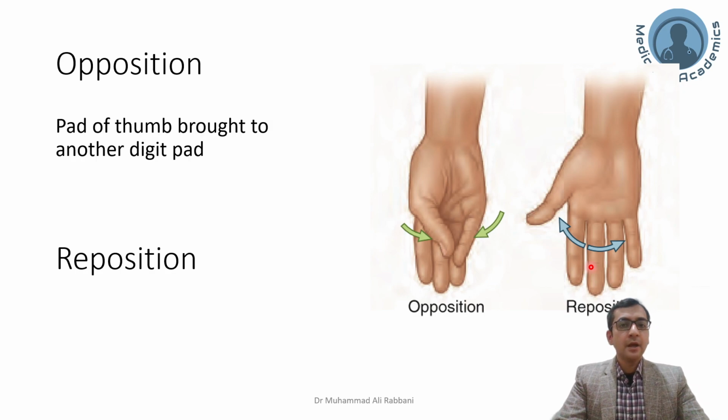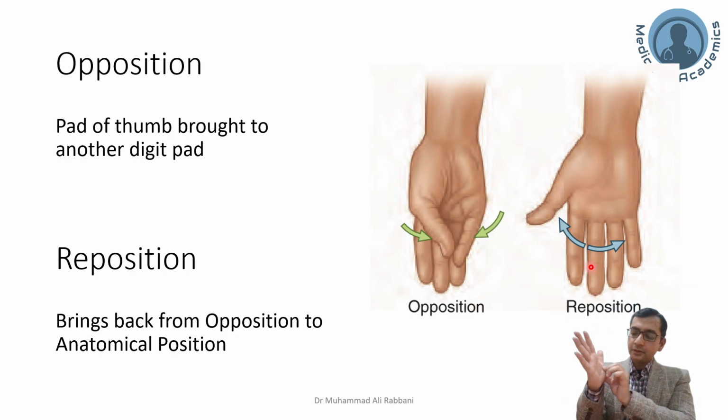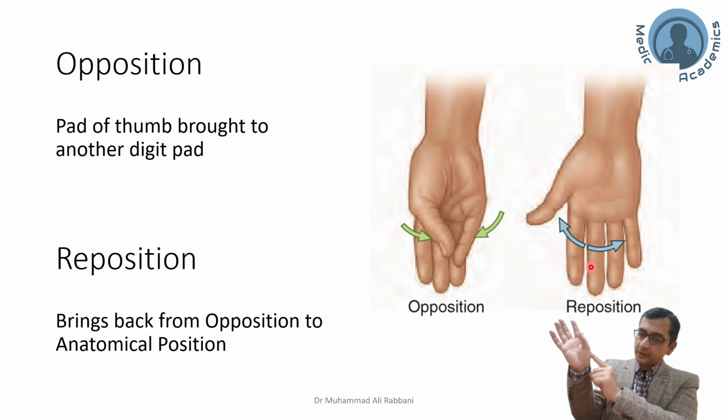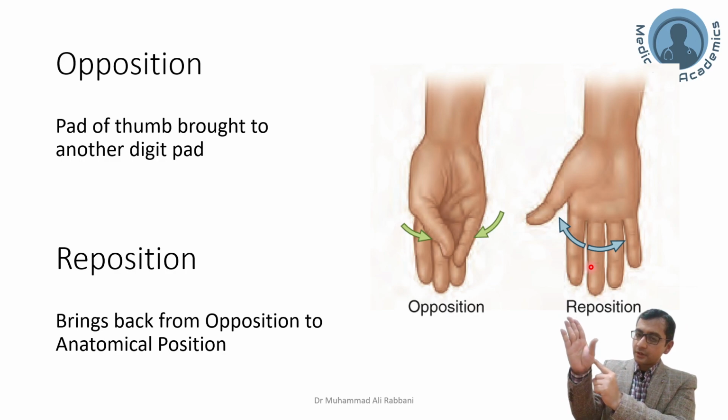Opposition and reposition. We talked about the thumb being at a 90-degree angle with the rest of the fingers. You can do it like this. The thumb is not exactly fixed at 90 degrees; it rotates to change its position. This rotation is important when you touch the pad of the little finger with your thumb. This movement the thumb is doing is opposition. Getting it back into place is reposition. This is opposition, this is reposition.